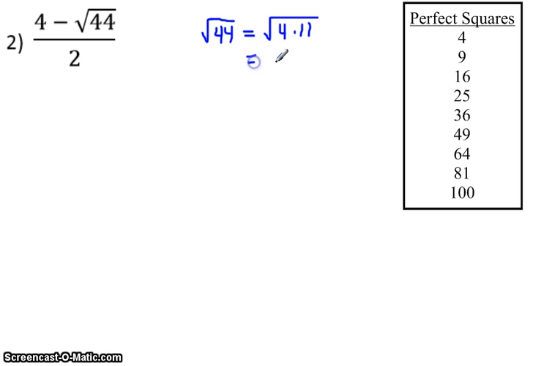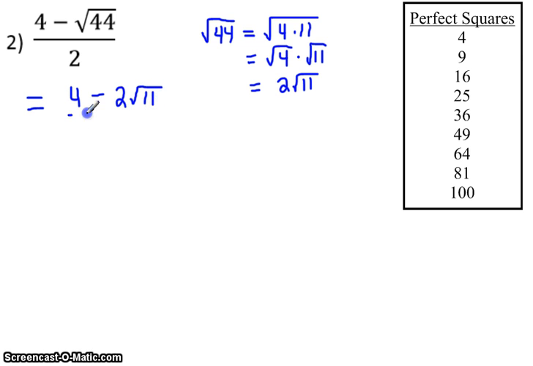Then I'm going to break it apart. So it's going to be the square root of 4 times the square root of 11. And the square root of 4 is 2. So it's going to be 2 square roots of 11 to simplify the square root of 44. So I'm going to rewrite the original. It's going to be 4 minus, instead of the square root of 44, it's going to be 2 square roots of 11 all over 2.